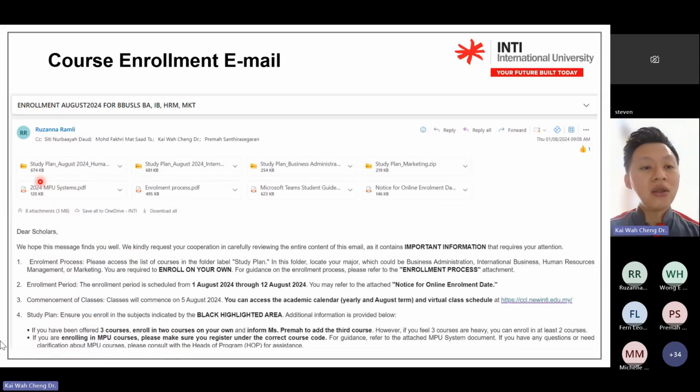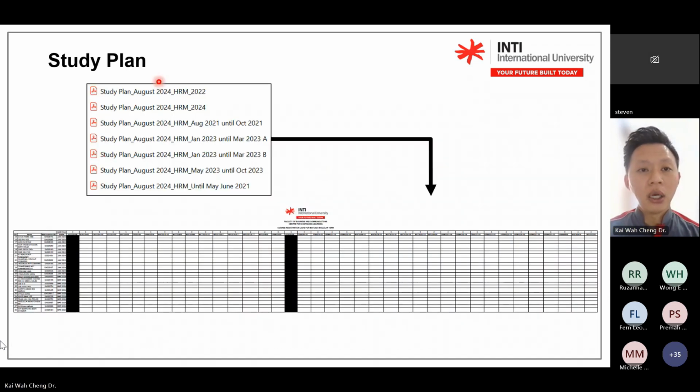Remember to check the attached folder here. For example, if you are a marketing adult learner, you can click this folder. After you click this folder, you will see something like this: your study plan in the new modular term. So you check which intake you are. If you enrolled in the year 2024, make sure you click this. This one is for human resource management adult learners, but it is applicable for everyone.